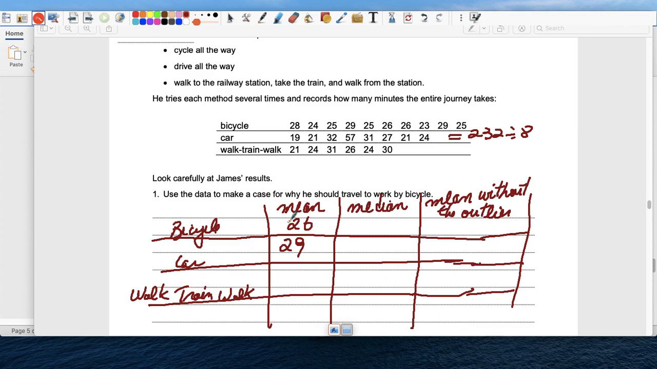21 plus 24 plus 31 plus 26 plus 24 plus 30. Enter. It's 156. Divided by 1, 2, 3, 4, 5, 6. This is also 26. Divide by 6.